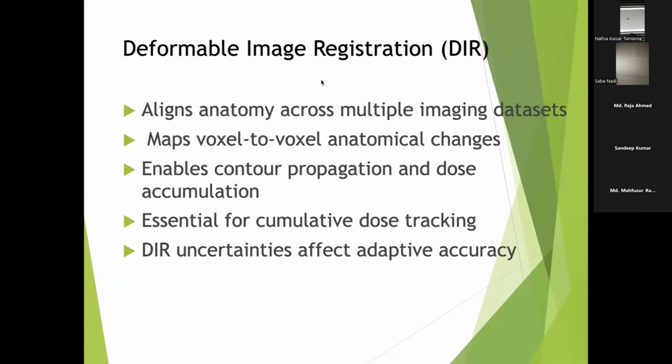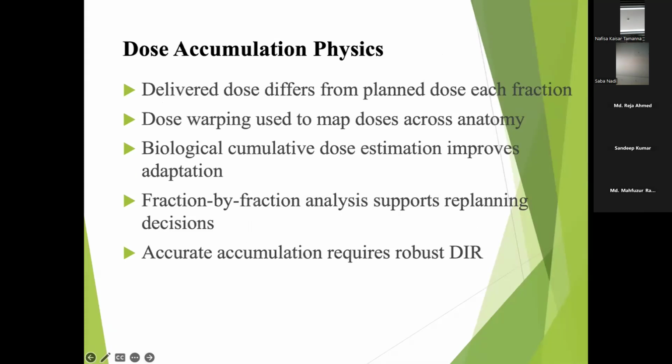Then we come to deformable image registration. It aligns the anatomy across multiple imaging datasets, maps voxel to voxel anatomical changes, and enables contour propagation and dose accumulation, essential for cumulative dose tracking. And of course, DIR uncertainties affect the adaptive accuracy. If we talk about dose accumulation physics, the delivered dose differs from the planned dose each fraction. Hence, dose warping is used to map dose across the anatomies.